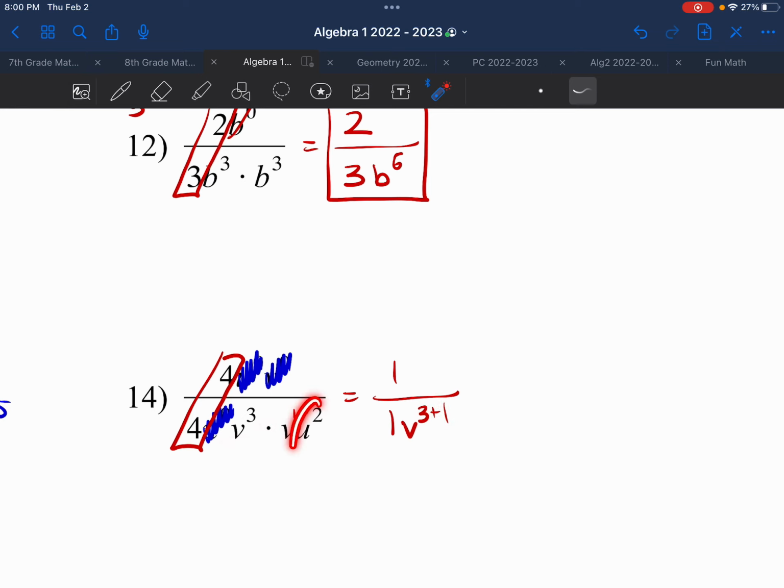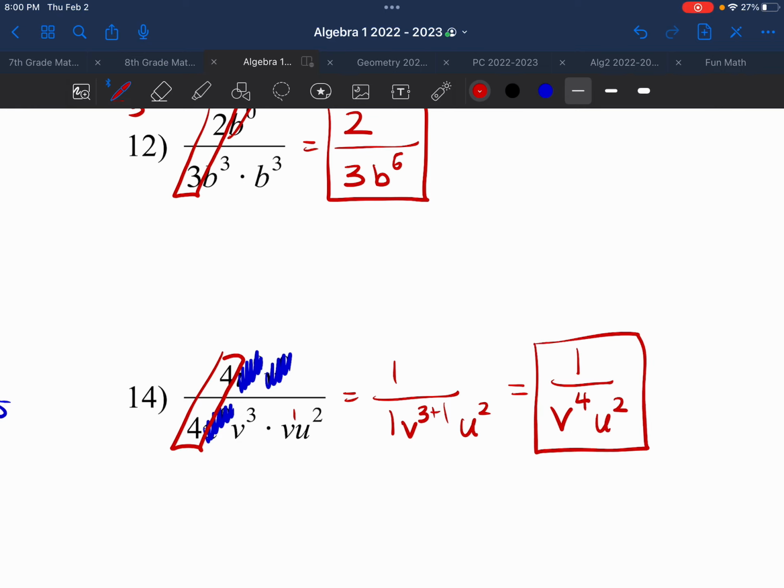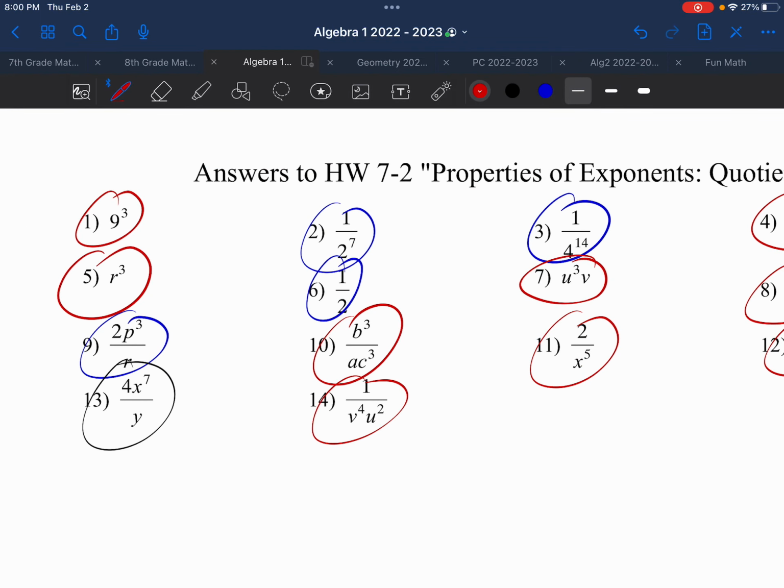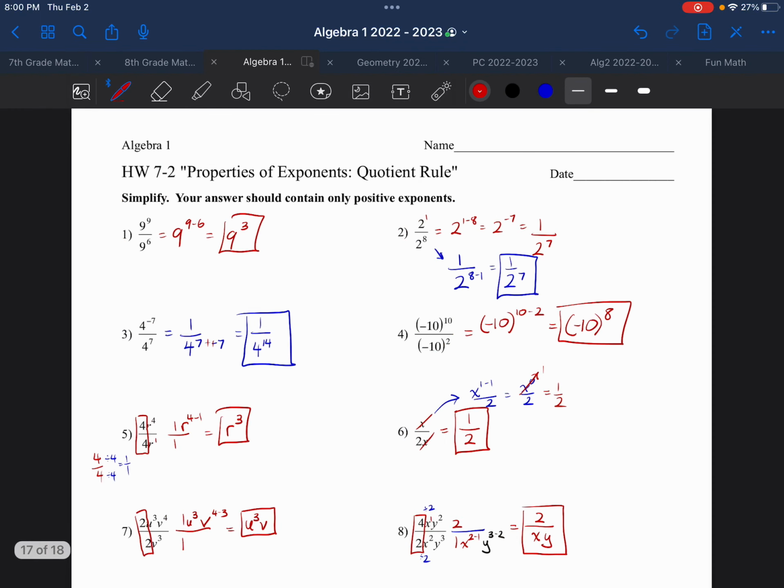And the last thing I have is this u squared, which I'm just going to recopy down. U squared. All right, in the numerator, I still have to have a 1 because I need a fraction. This denominator, this one I don't need anymore because I have other things to list. This is going to be v to the power of 3 plus 1, which is 4, and then just copy down the u squared, and that's as far as we can go, guys. This is going to be 1 over v to the power 4 u squared. Let's check. 1 over v to the power 4 u squared, and that concludes homework 7-2.